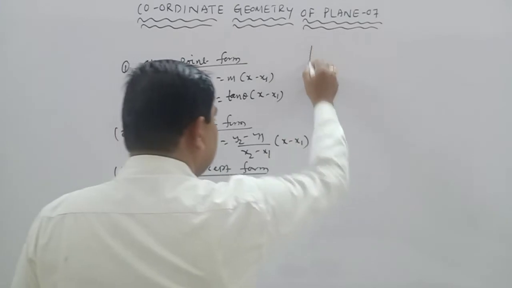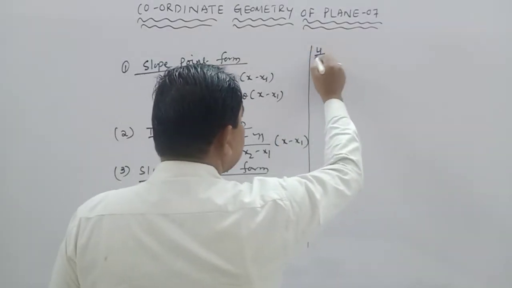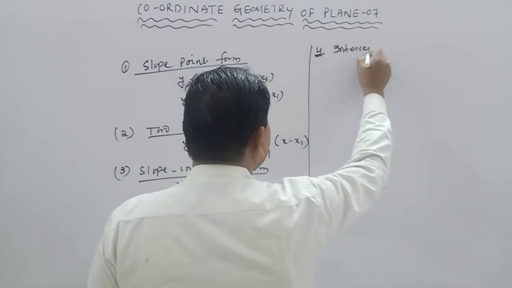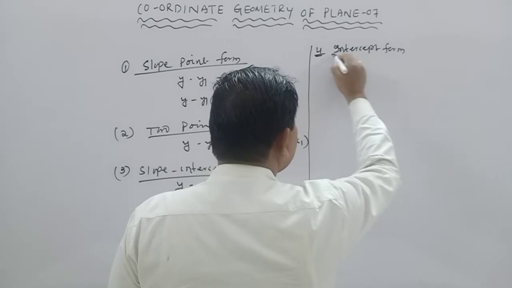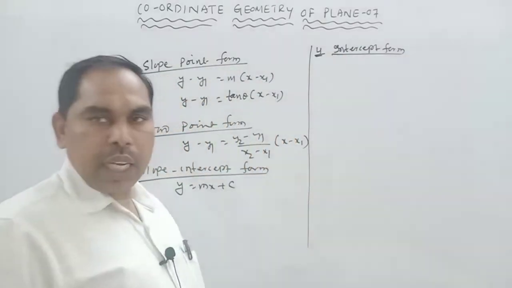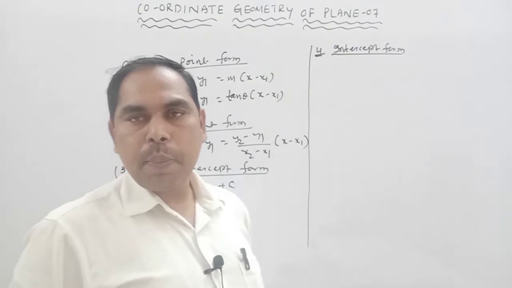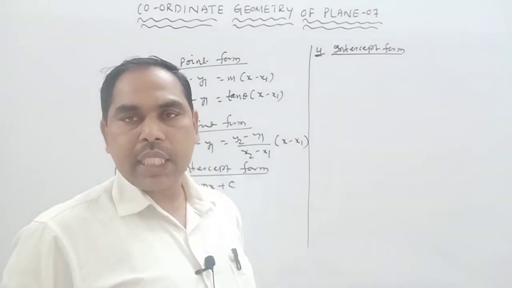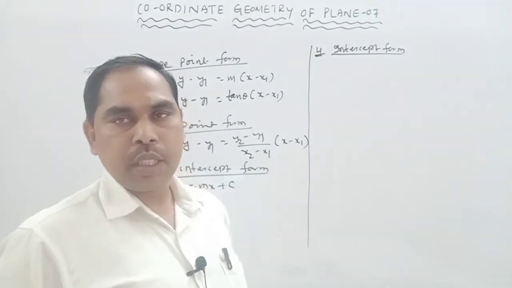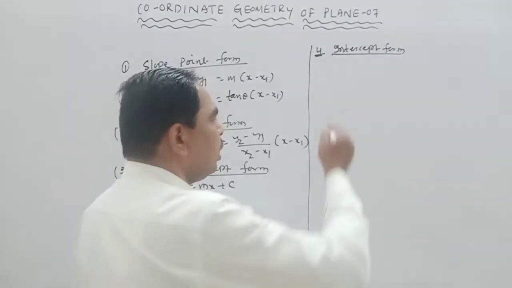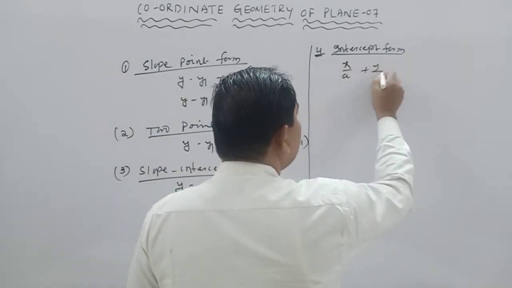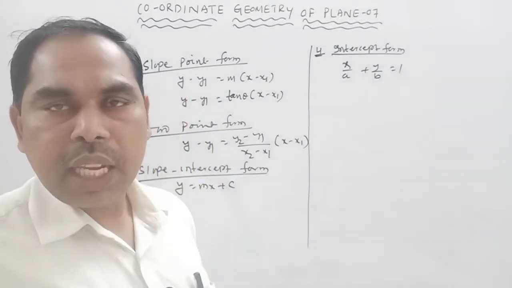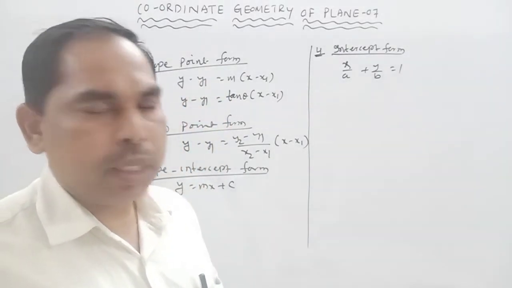Next one, intercept form. The line cuts the x axis at a comma 0 and the y axis at 0 comma b, then the equation of the line becomes x by a plus y by b is equal to 1, where a is known as the x intercept and b is known as the y intercept.